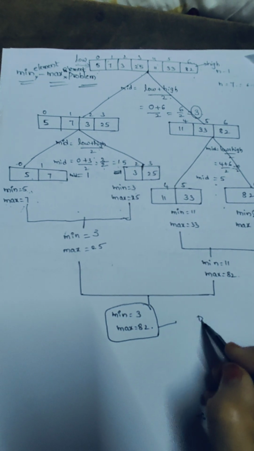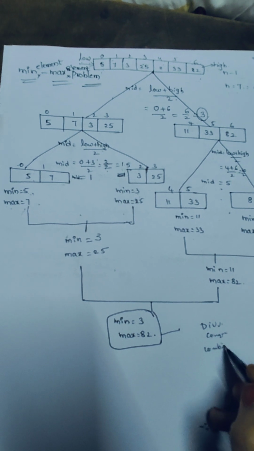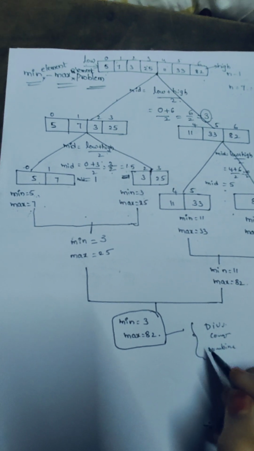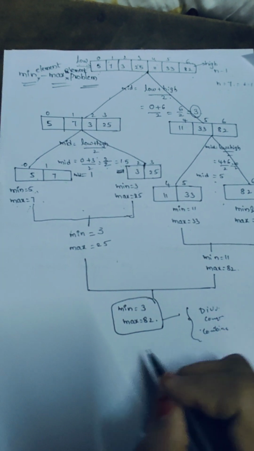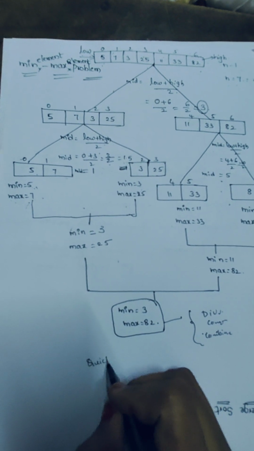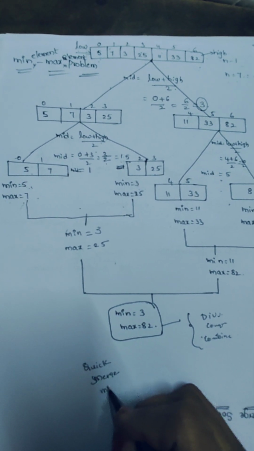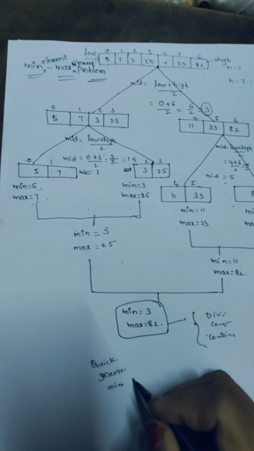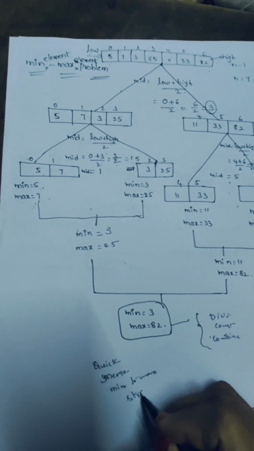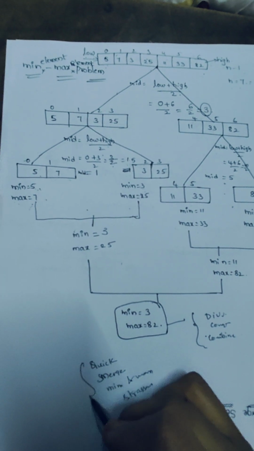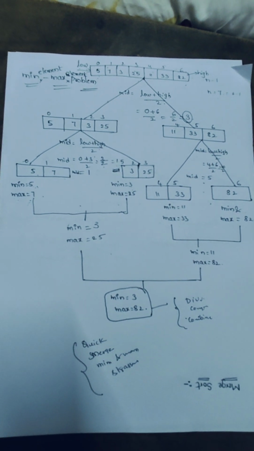Now the first procedure is divide, the next one is conquer, and the next one is combine. These three are the main steps in the divide and conquer method. In the divide and conquer method, the best examples are min and max elements, quick sort, merge sort, and Strassen's matrix multiplication. These are the examples that come under the divide and conquer method. I hope all of you understood this problem.